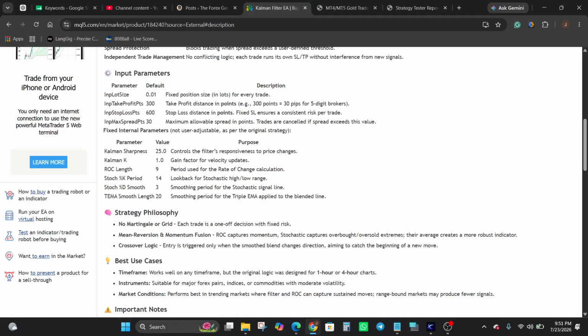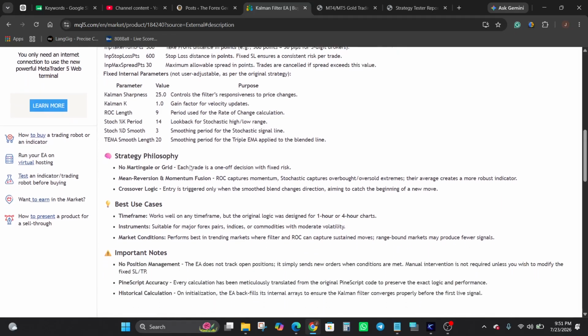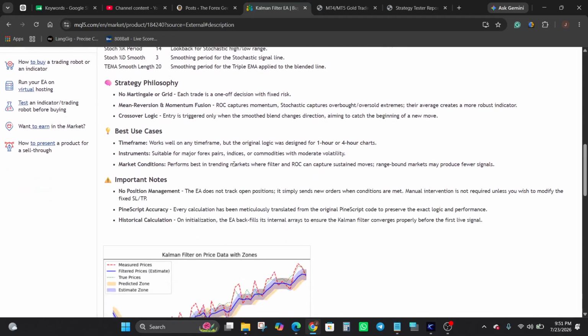Okay, the developer notes that while the strategy works on various time frames and major instruments, it was originally designed with the 1-hour and 4-hour charts in mind. It is also worth noting that there is no martingale, grid, or lot averaging logic built into this code. Every trade is a single entry with predefined risk.